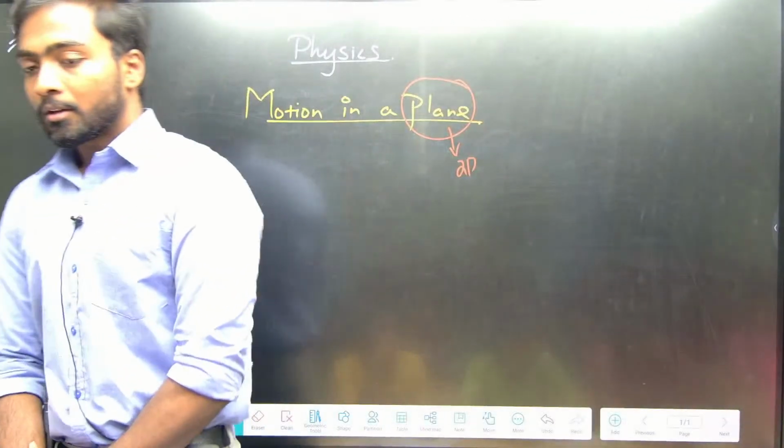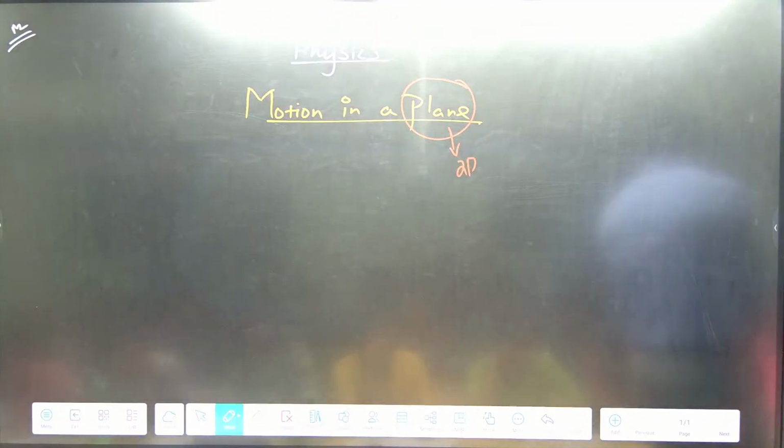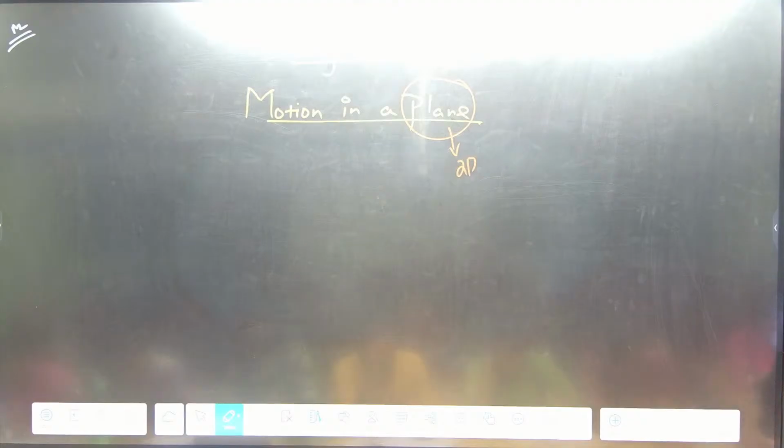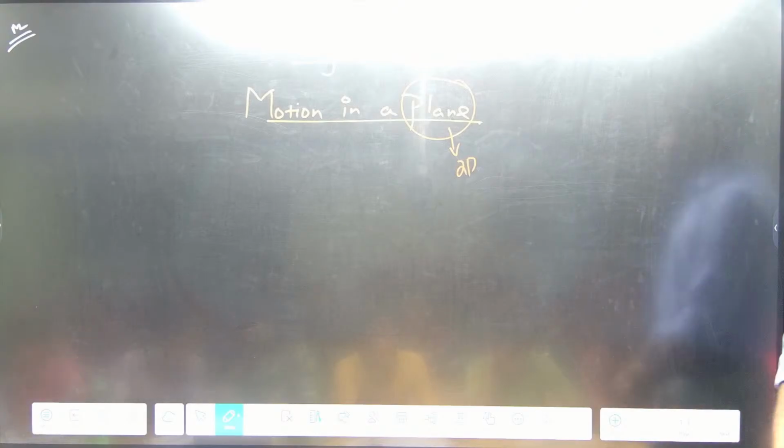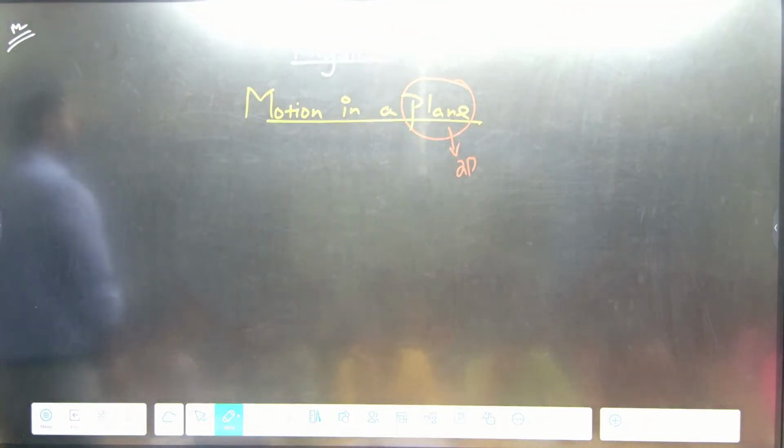First point is, which has only magnitude is called a scalar, which has both magnitude and direction is called a vector. Done? So what are the important things for this lesson, we will see only that.